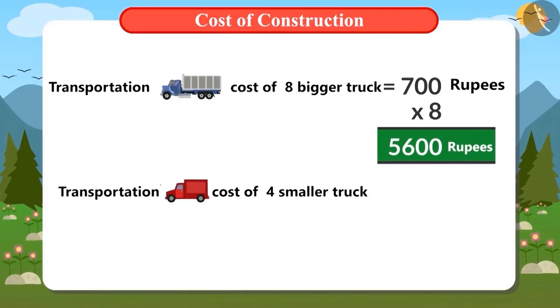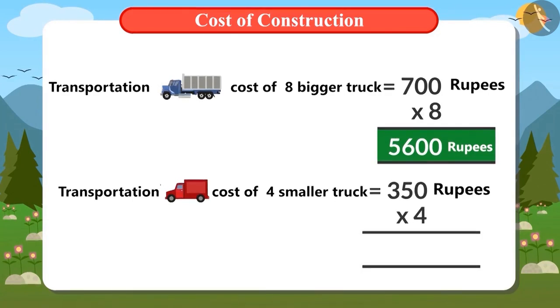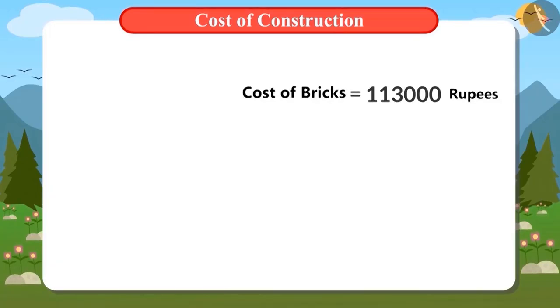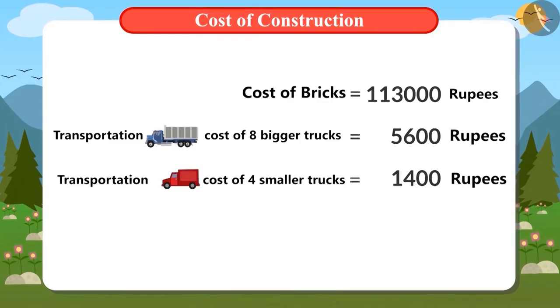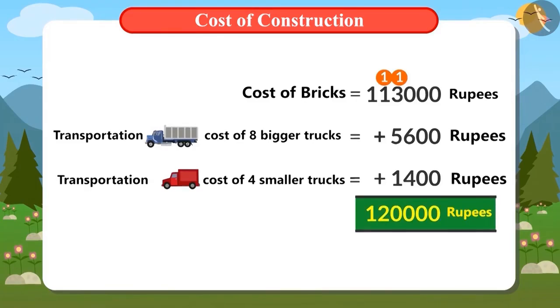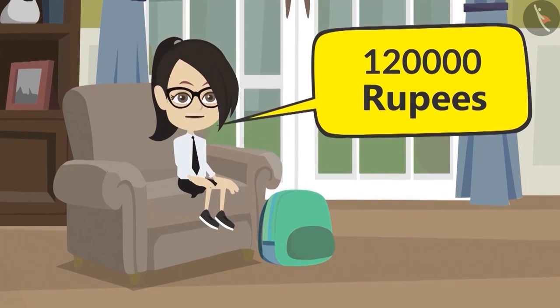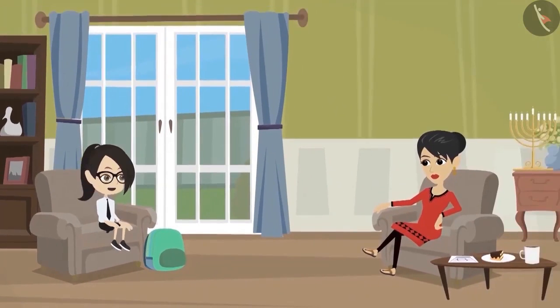We have to buy a total of 4 small trucks of bricks. So to find out how much money it will cost, 350 has to be multiplied by 4. This means that a total of 1400 rupees will be spent on transporting bricks in a small truck 4 times. Now I have calculated all the expenses related to bricks, including the value of bricks and the cost of transporting the bricks as well. Now let's just add them all. The answer I'm getting is 1,20,000 rupees. It means that it will cost us 1,20,000 rupees just to purchase the required bricks to build the top floor of our house. Let me inform Mom.